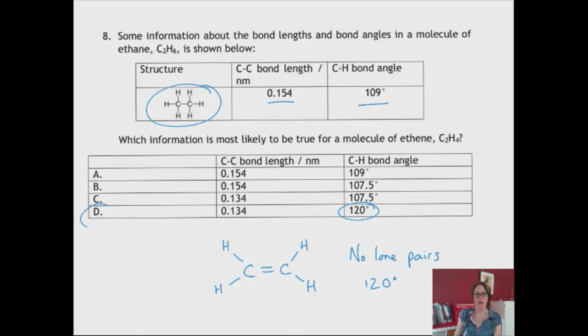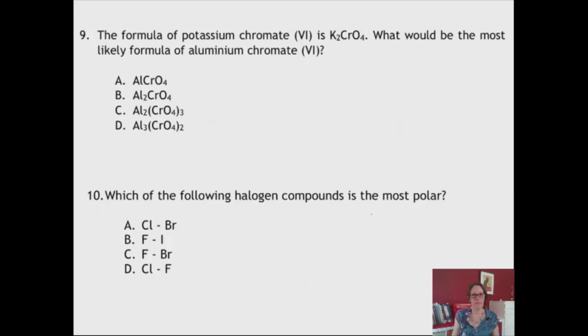We could also look at the bond length. That is consistent because double bonds are shorter than single bonds. So when you need to put more electron density between the atoms, then the nuclei have to get closer together.